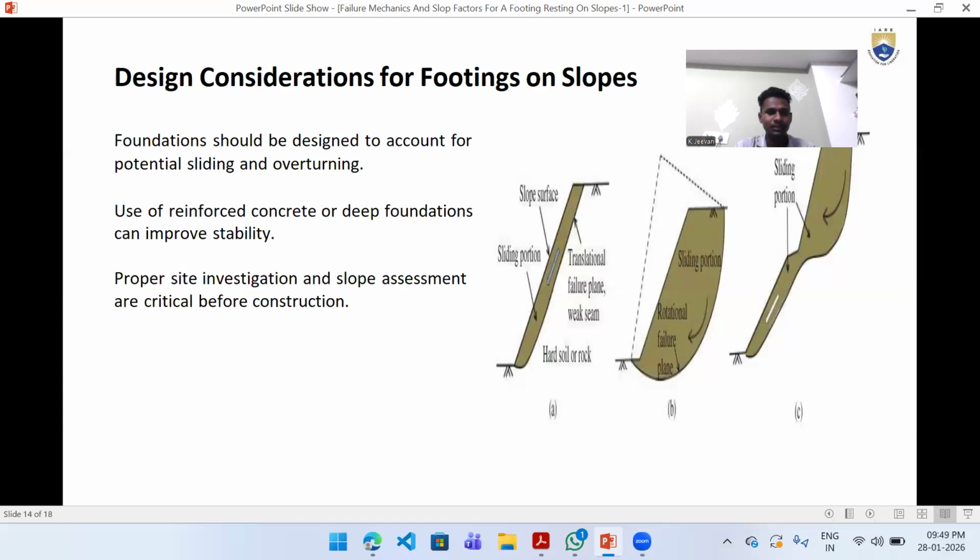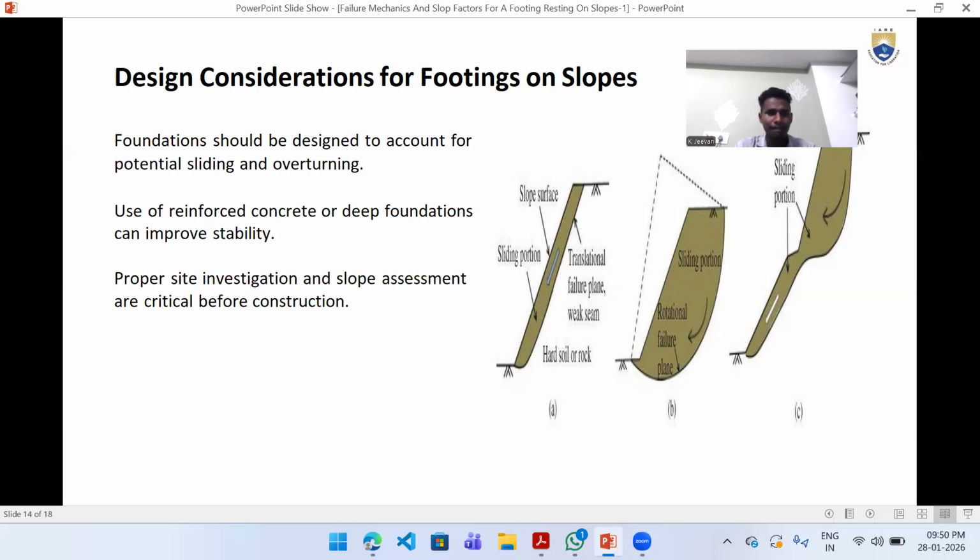Design considerations for footings on slopes. Foundations should be designed to account for potential sliding and overturning. Reinforced concrete or deep foundations can improve stability. Proper site investigation and slope assessment are critical before construction.